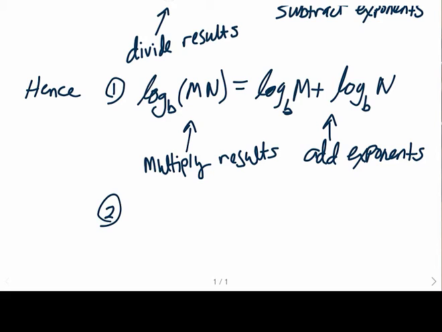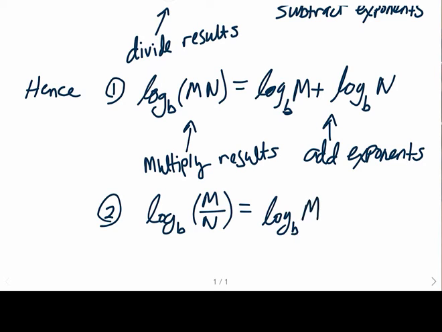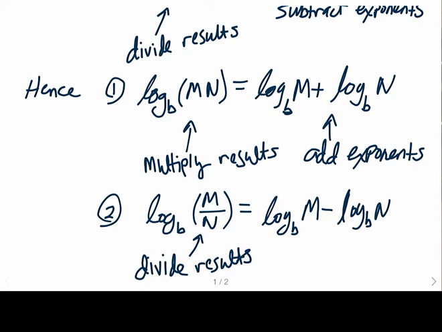Property 2 states that if we have a quotient, log base b of m divided by n, then that, can you guess, is going to be the log base b of m minus the log base b of n. And this should again make sense because when we divide results, we subtract exponents.